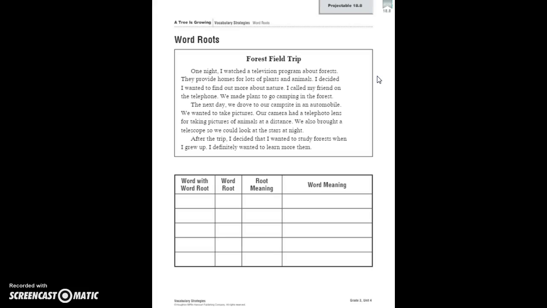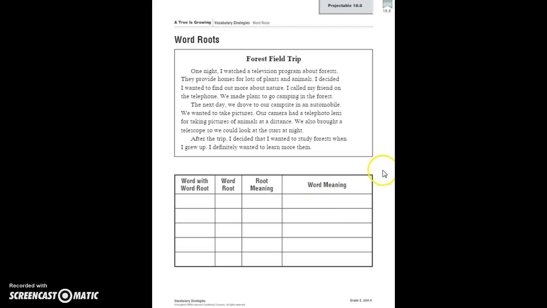We are going to use the chart at the bottom of this page, and we are going to use this text that we just read. We're going to find the word that has the word root. Then we're going to separate the word, and we're going to find the word root and what it means, and then figure out what the word means when it's put together.